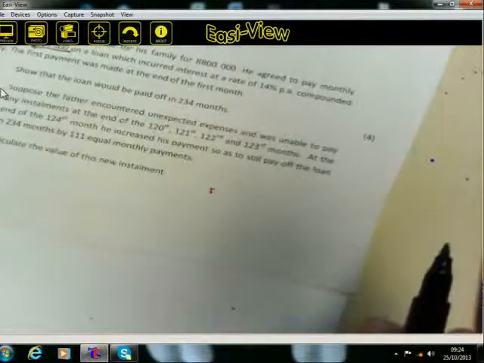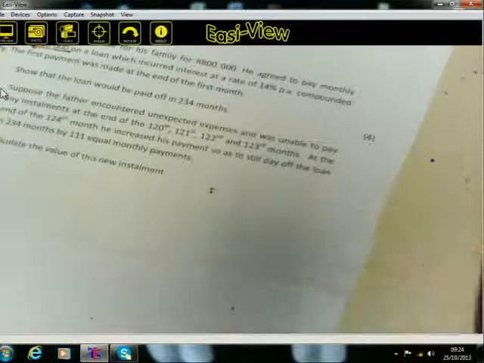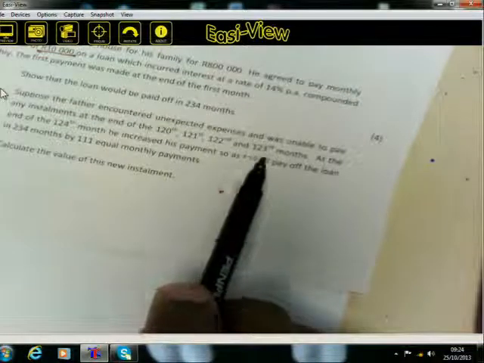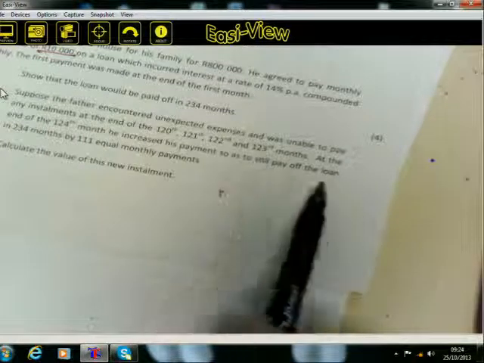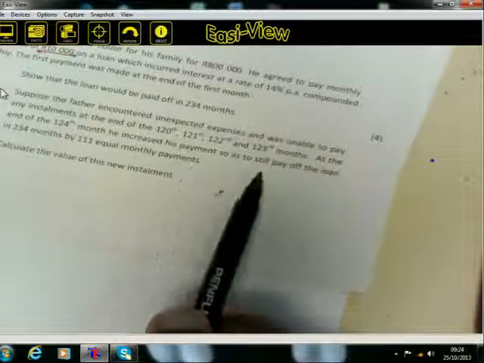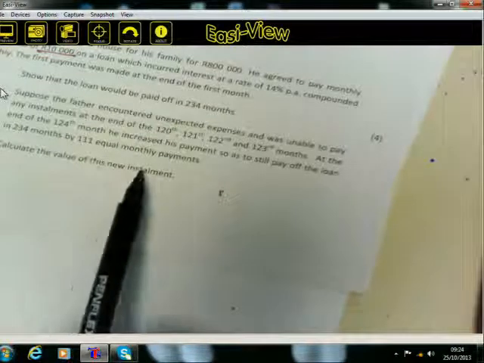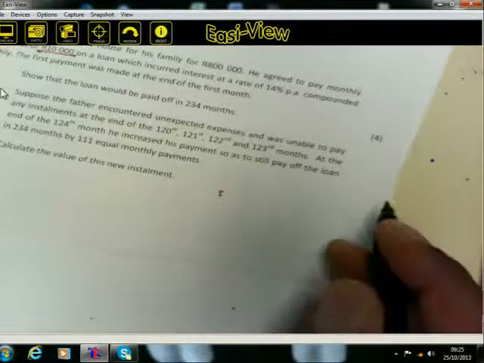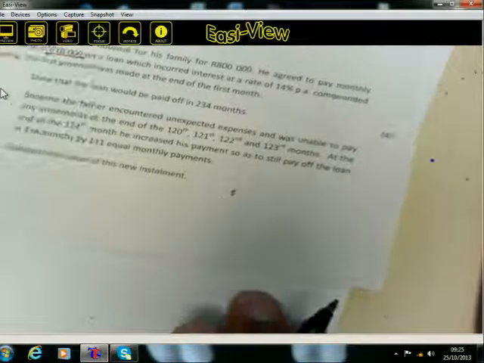Right? Good. It's about a 6 marks question. I'm going to give you 4 minutes as well to do 8.2. Suppose that the father encountered unexpected expenses and was unable to pay any installment at the end of 120 to 123 months, and then at the end of 124 months, he increased his payments so as to still pay off the loan in 234 months by 111 equal monthly payments. Calculate the value of these new installments. Right. We'll be back in 4 minutes to discuss the solutions. Go through the questions quickly.